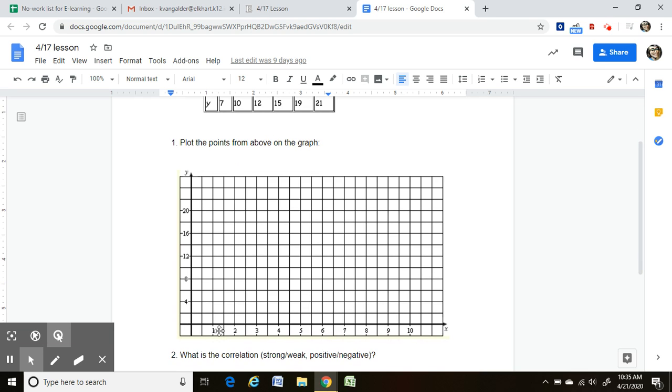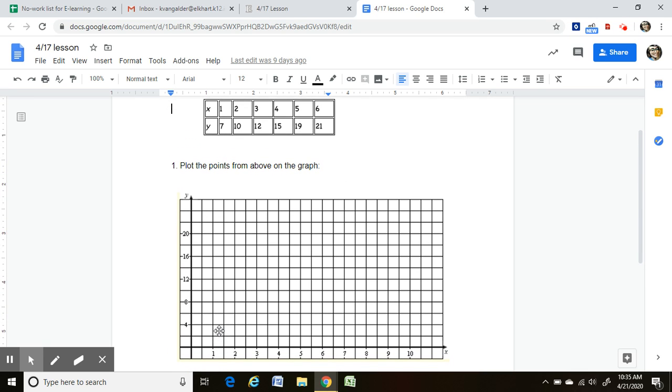All right, so here's what we're going to do. This is last Friday's assignment, so 417. I saw a lot of people just draw lines without plotting. You need to plot. So here's how I'm going to plot.